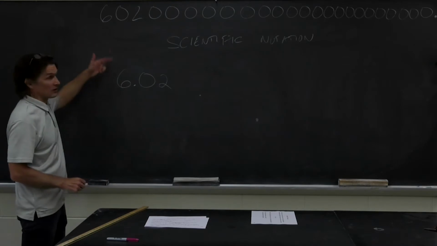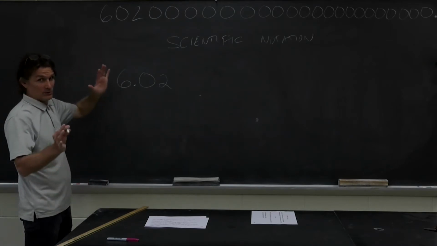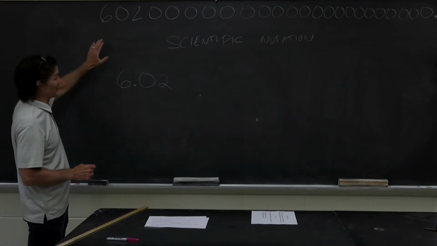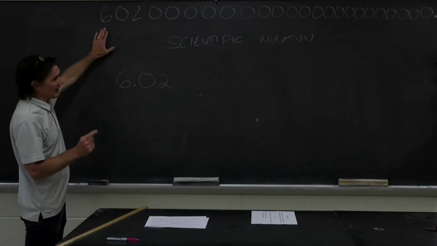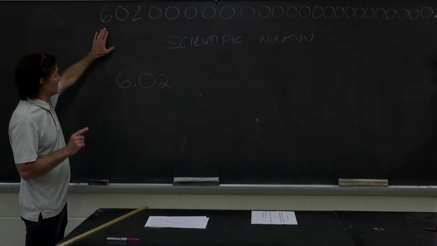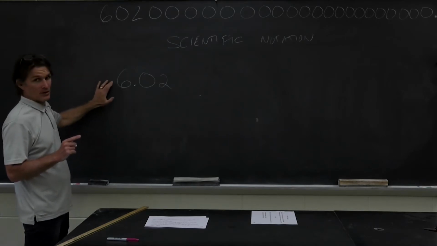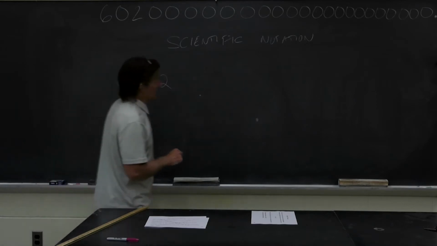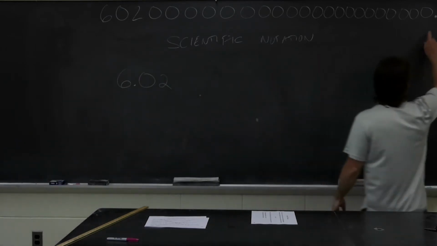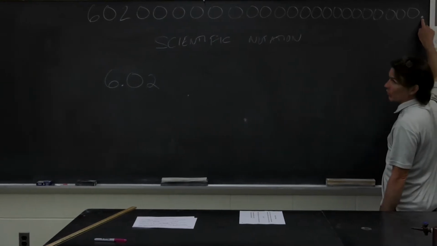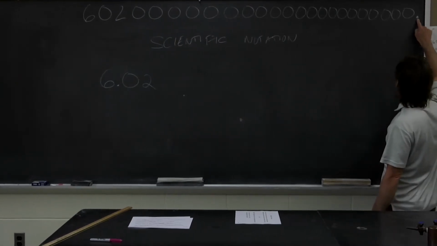Now, of course, these numbers aren't equal, and we've got to keep them equal. Okay? I can't just go doing this. I've got to keep the number the same. So I need to think about what I actually did to convert this number to this number. What did I do? Well, I took this decimal and I moved it a whole bunch of times. Let me count how many.